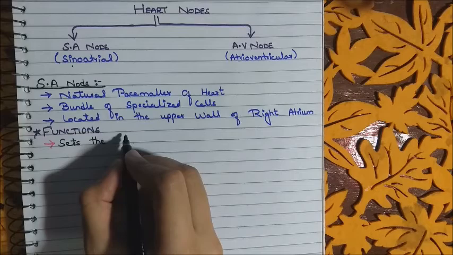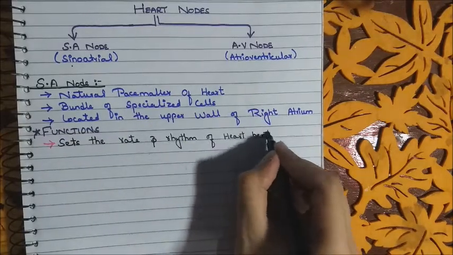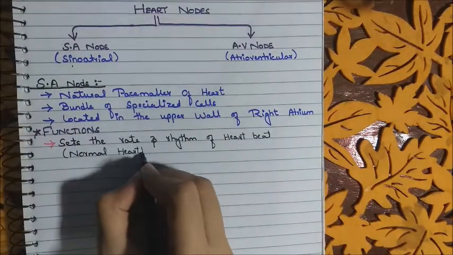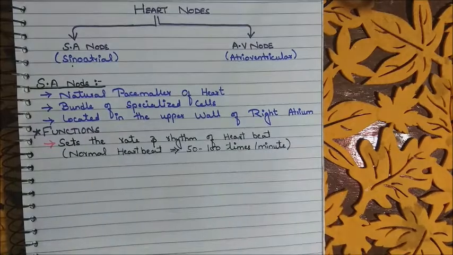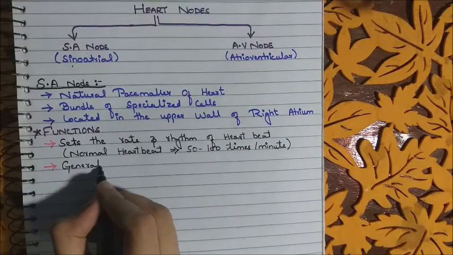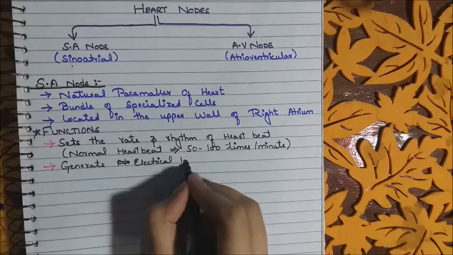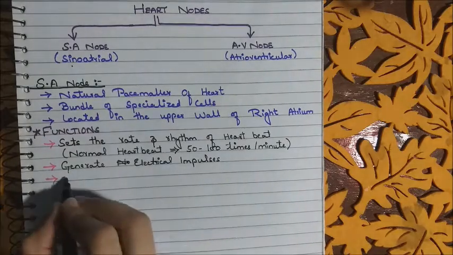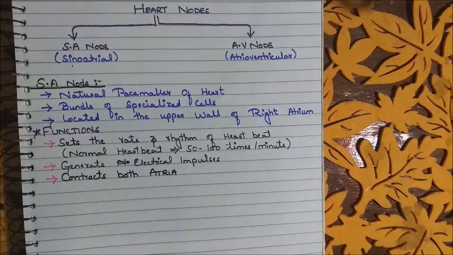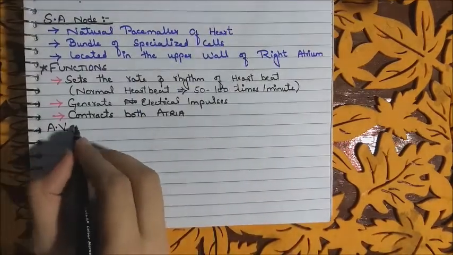The generation of electrical impulses causes the contraction of both atria. When the impulses are generated from the SA node, they cause the contraction of the right and left atrium and the blood from the atrium moves into the ventricle. This is the main function of the SA node.